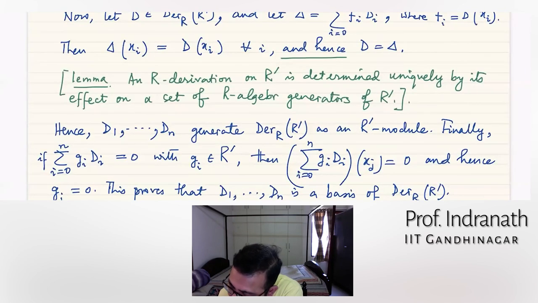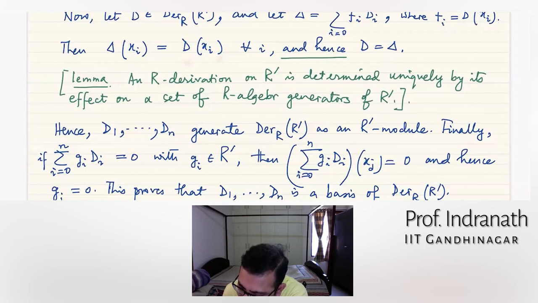Take a derivation delta, which is the sum of fi di, where fi is d of xi. Okay, so basically di is the derivation that you have just now proved that they exist. Di of xj equals the Kronecker delta ij, and your fi's are given by dxi. Then you can write delta xi, and what will you get? Obviously, you are going to get your dxi, these are your fi's, right? So these are actually dxi's.